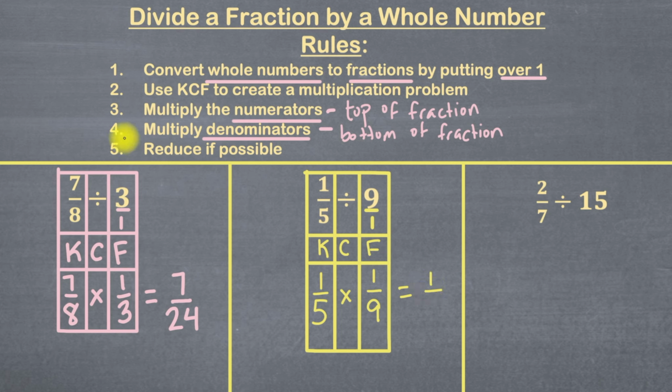Then we go to step 4, which is to multiply our denominators, which again are just the bottoms of the fractions. So we've got 5 times 9, and that's 45. And then we go to step 5, which is just to reduce if it's actually possible. But here we can't reduce, so therefore we're done. And the answer for 1 over 5 divided by 9 over 1 is 1 over 45.